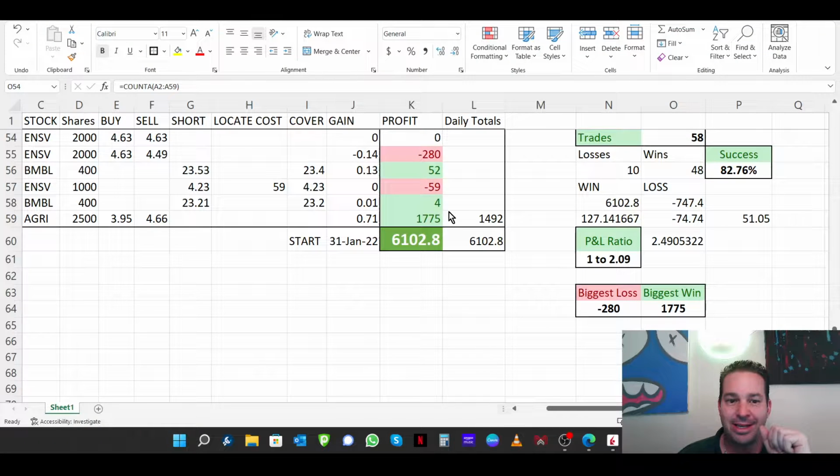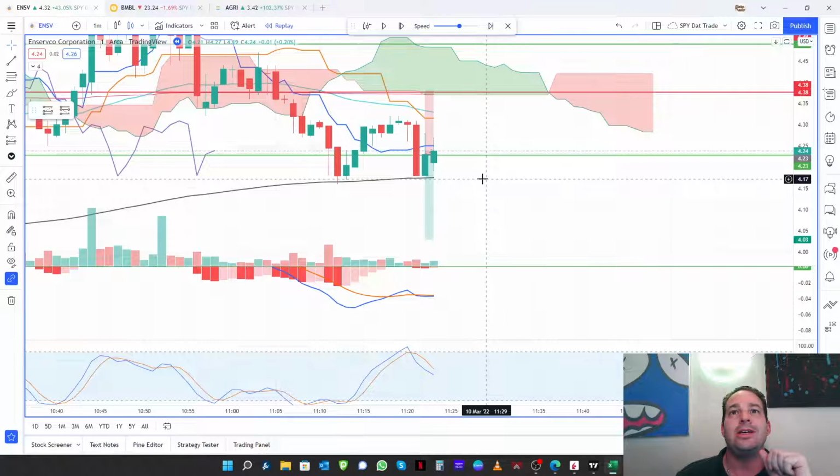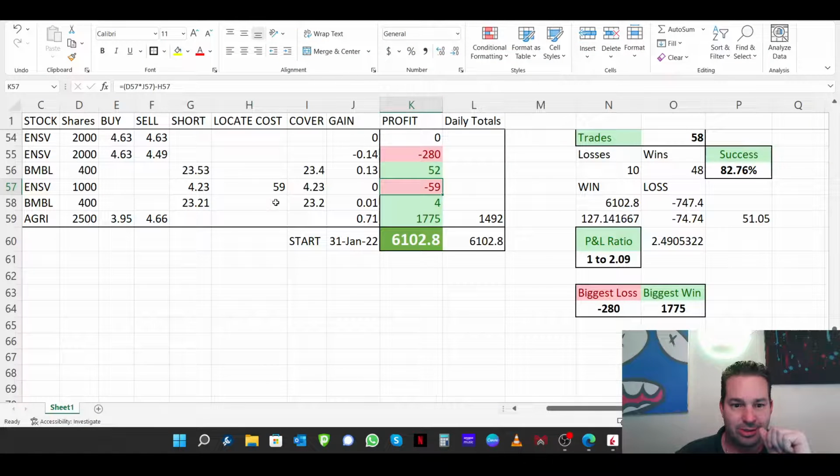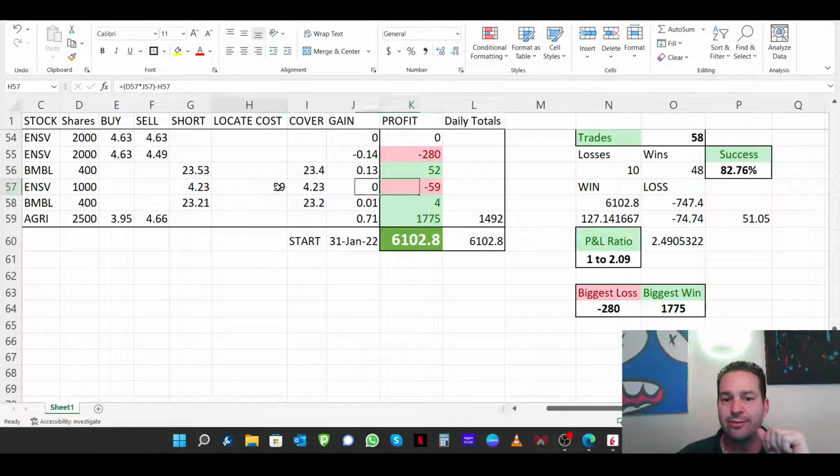So actually I made what was it? ENSV actually lost again on this one here. So anyways, it was a poor day. That one I was in at 4.23 and out at 4.23, in and out at the same price, but I had a locate cost of $59. So although I got out at break even, my locate cost took me into the red.